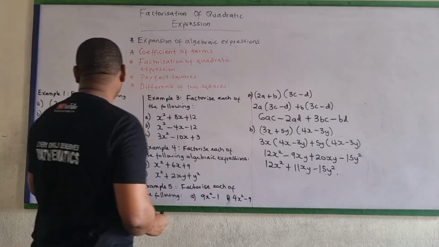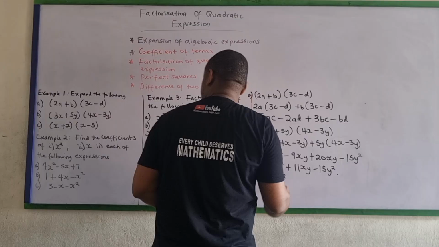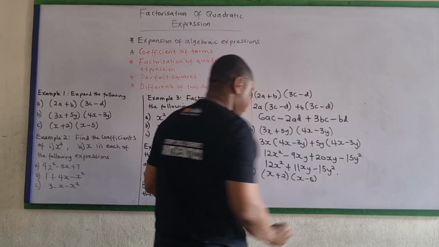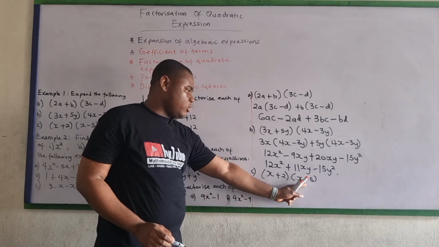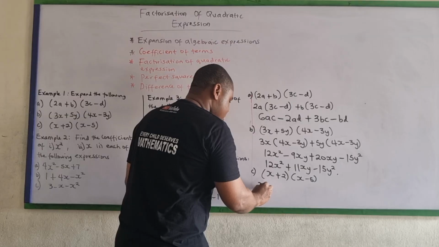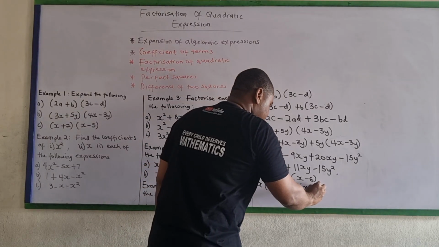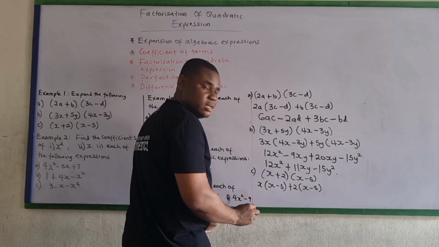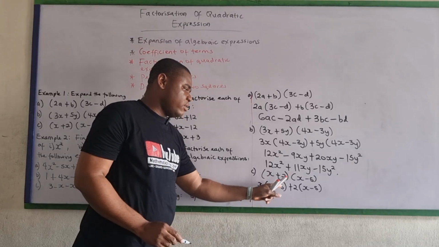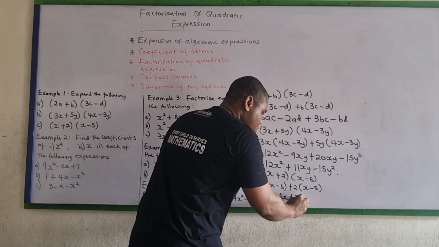Alright, so the last one we have x plus 2 in bracket x minus 5 also in bracket. So the x will open the first bracket, they open the second bracket, the 2 will also open the bracket. So I'll have x in bracket x minus 5 plus 2 in bracket x minus 5. So x times x is x squared. X times minus 5 gives me minus 5x. This will give me plus 2x.